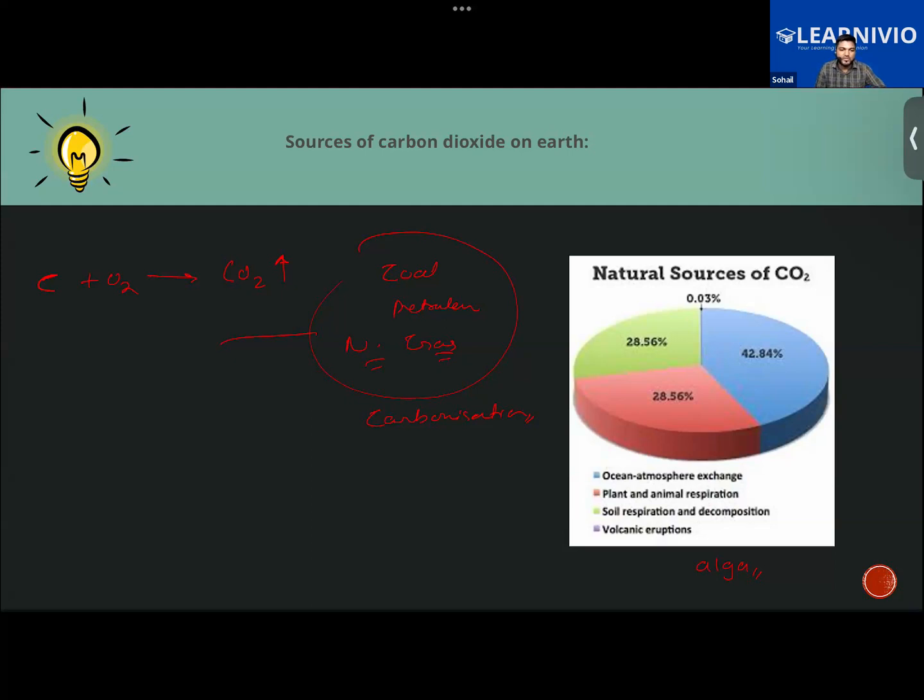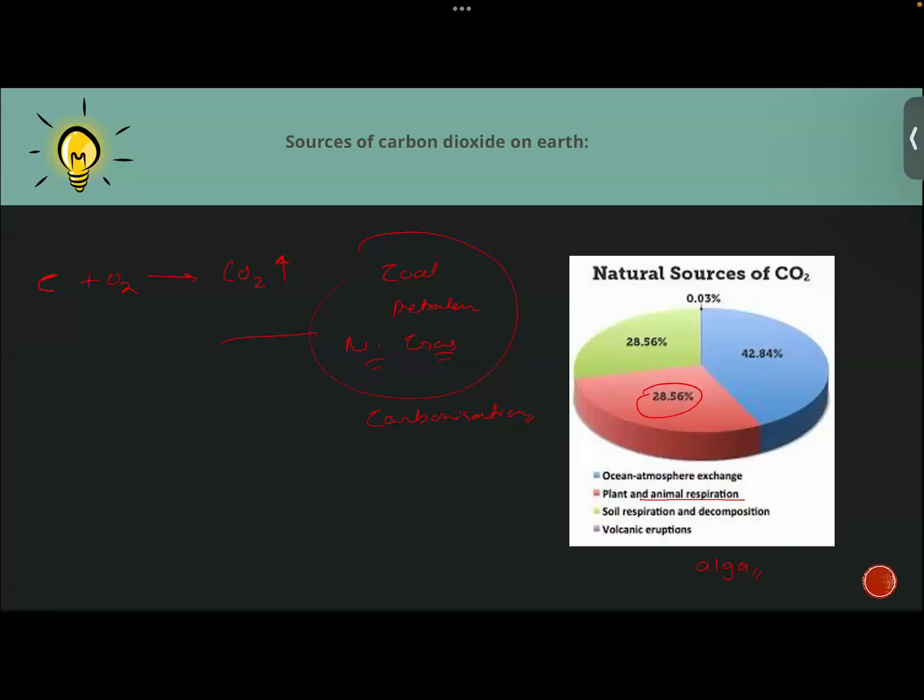So in the oceans there are lots of organisms like algae, some other aquatic plants, and fishes. So they will also be releasing lots of carbon dioxide, right? So oceans will be releasing a good amount of carbon dioxide in the atmosphere, about almost 42%. Then other sources will be plant and animal respiration. About 28% will be generated due to respiration carried out by the plants and animals. Is that clear to everyone?